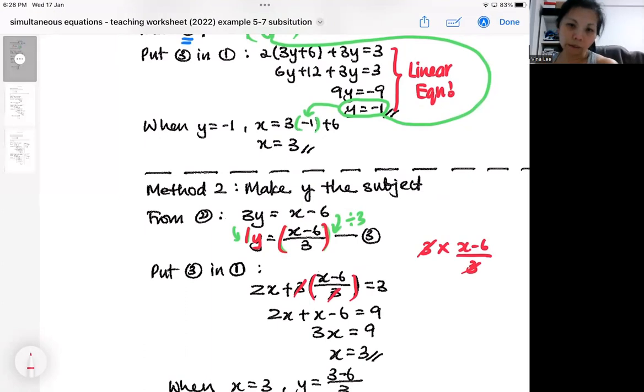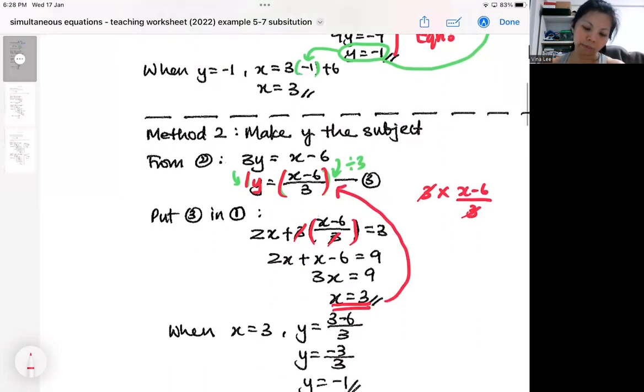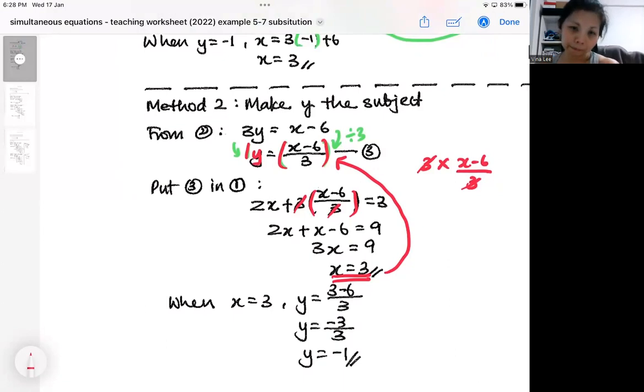So you will end up as a normal linear equation, getting your x equal to 3. And once you get x equal to 3, put it back into your formula for y. And then you can find y accordingly. So it doesn't matter which is your subject. It can be x, it can be y, it can be from equation 1 or it can be from equation 2. It doesn't matter. If you have done it correctly, you will just come back to the same answer.